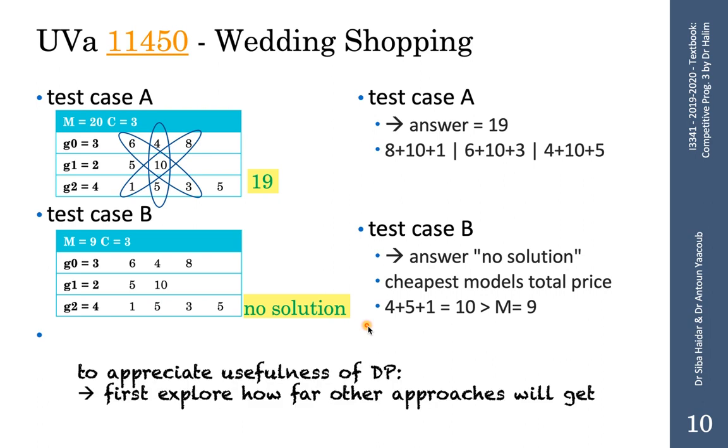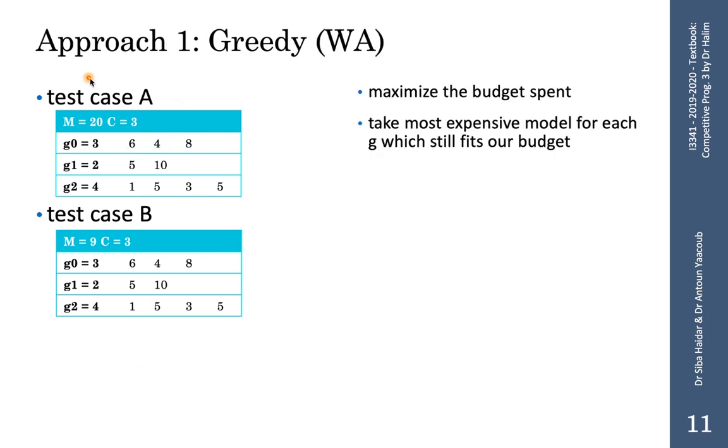Now we want to solve this problem, and before we attack dynamic programming, in order to appreciate the usefulness of dynamic programming, we will first explore how far other approaches will get, and we will demonstrate that all the other approaches cannot solve this problem in the time limit, and therefore we need the dynamic programming paradigm. So let us begin to try to solve the problem with the greedy paradigm, and we will demonstrate that we will obtain a wrong answer.